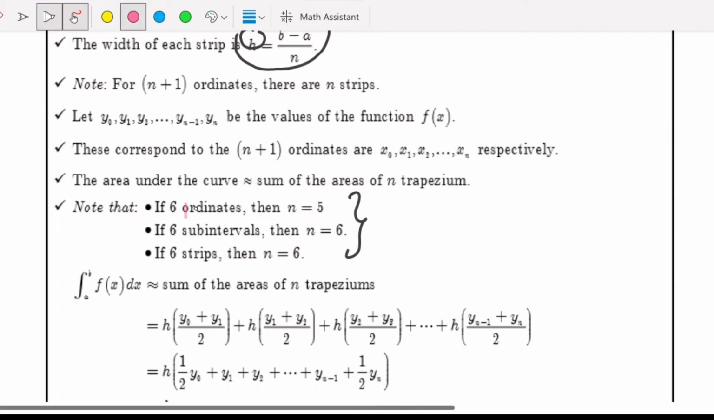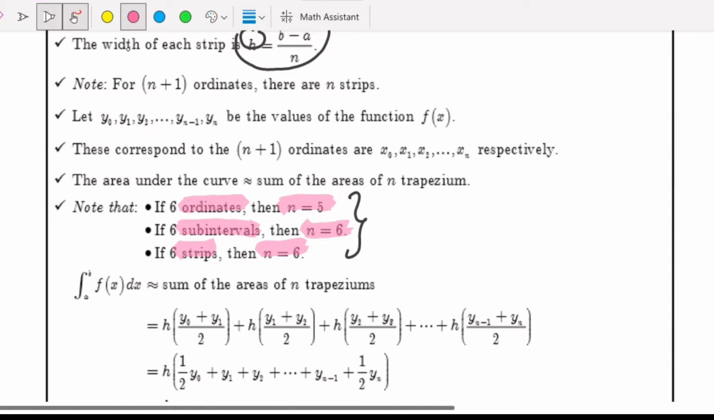If you notice here, different terms used in the questions refer to different numbers of strips. If the question uses ordinates, then with 6 ordinates, the number of strips is 5. If 6 subintervals, then the number of strips is 6. And lastly, if the term used is strips, then the number of strips is 6, obviously. So you need to memorize these 3 terms. Different terms used in the question refer to different numbers of strips.